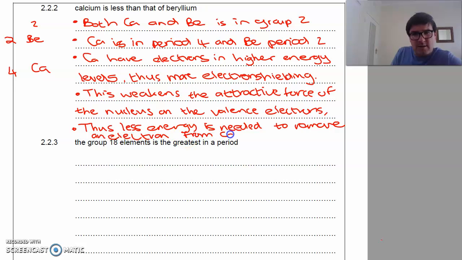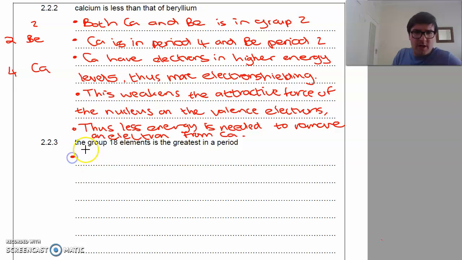Okay, so if we run through this answer, both of them are in the same group. Calcium is in period 4, beryllium in period 2. Calcium does have electrons in higher energy levels. Thus, more electron shielding will happen. What does this do? It weakens the attractive force of the nucleus on the valence electrons. Now I need less energy to remove the electron from calcium. 6 points once again. If we go to question 2.2.3, it says: explain why the group 18 elements have the first ionization energy that is the greatest in a period.